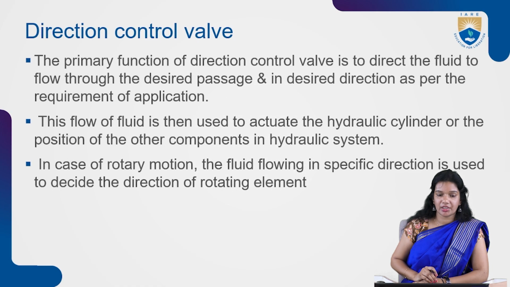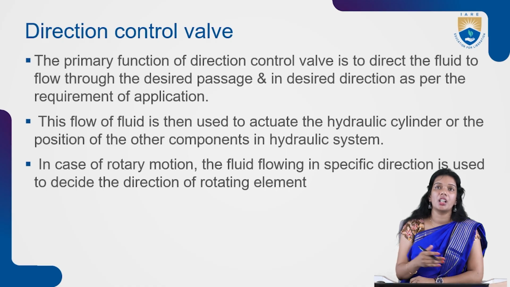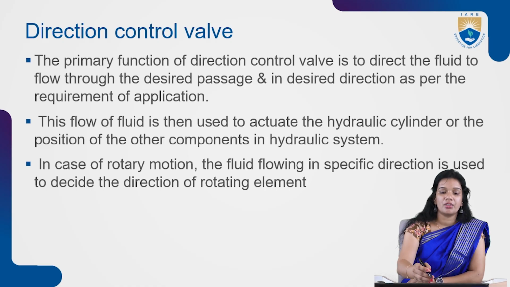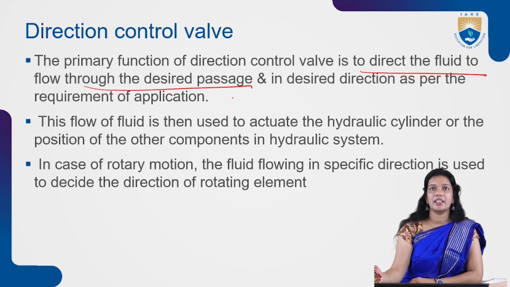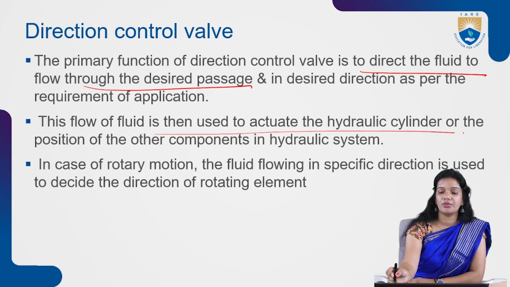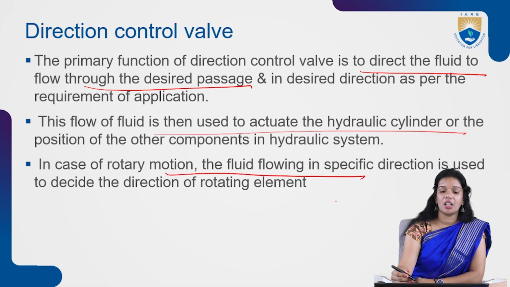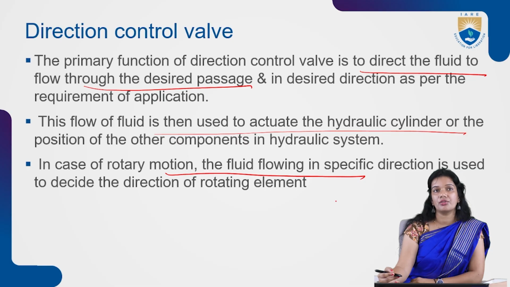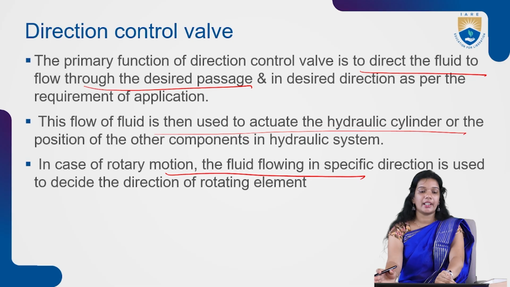Then we have a directional control valve. In the directional control valve, the primary function is to give direction to the flow, right? The function of directional control is to direct the fluid to flow through the desired passage and in the desired direction as per the requirement. This flow of fluid is then used to actuate the hydraulic cylinder or the position of other components in the hydraulic system. In case of any rotary motion, the fluid flow in a specific direction is used to decide which direction that particular rotating element turns, right?